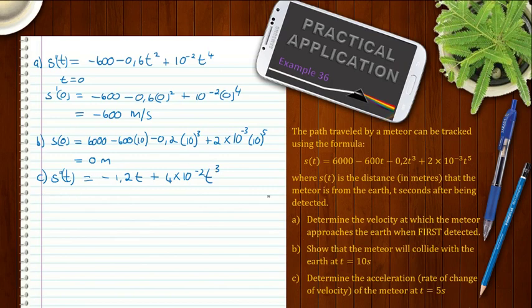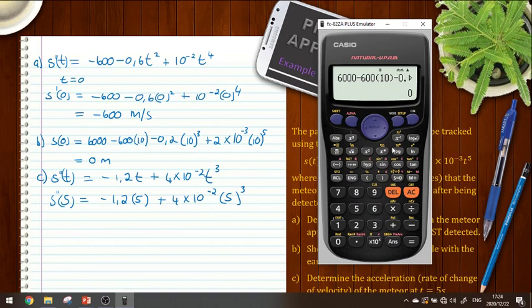And now if we want to find the acceleration at t equals 5 seconds, we're simply going to substitute 5 into this formula. So minus 1.2 times 5 plus 4 times 10 to the power of negative 2 times 5 to the power of 3. Okay, so let's put that onto the calculator. We have negative 1.2 times 5 plus 4 times 10 to the power of negative 2 times 5 to the power of 3.